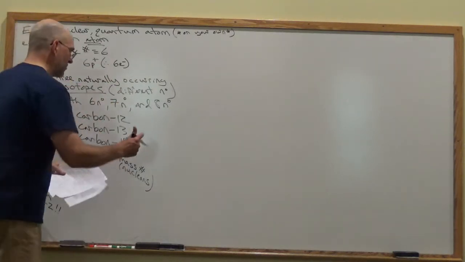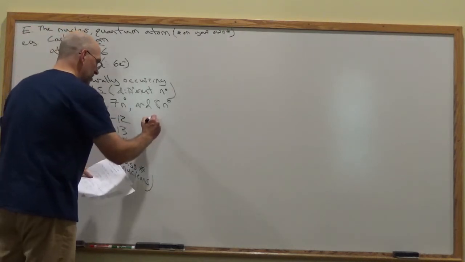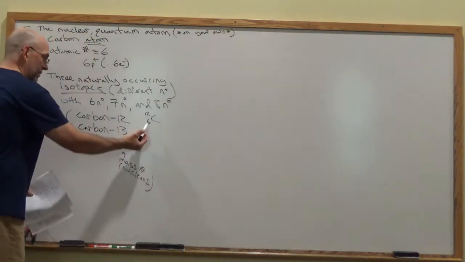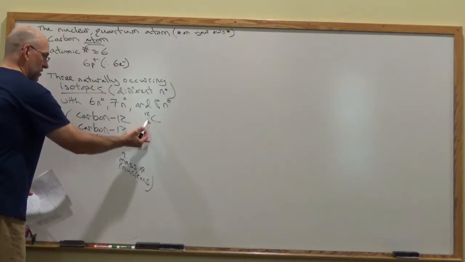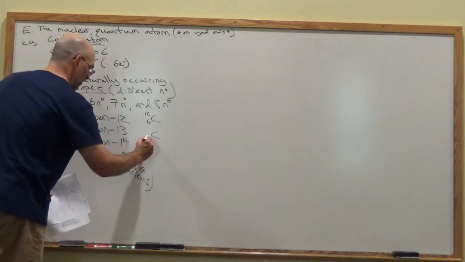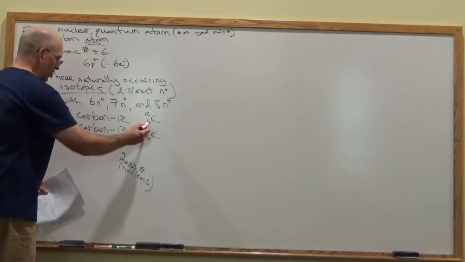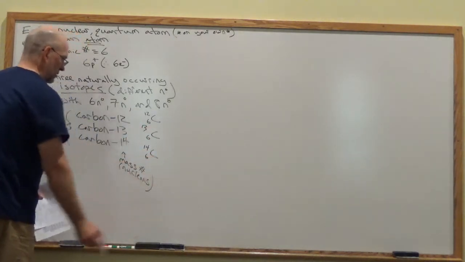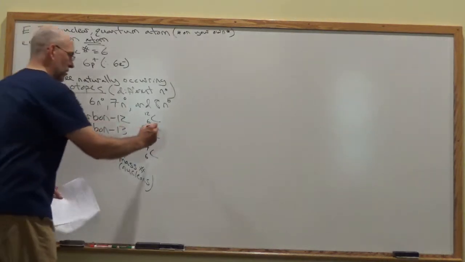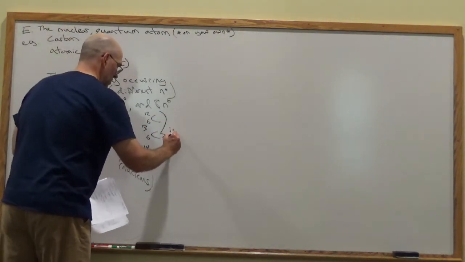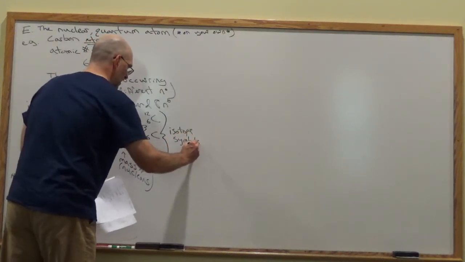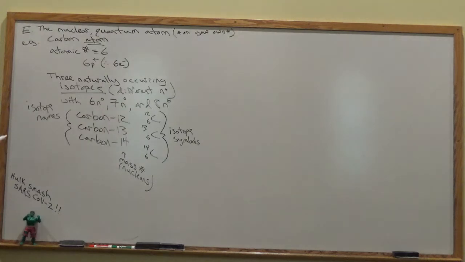There's another way we often represent this, because this is a bit long to do. These are called isotope symbols. I think you can figure out what we're doing: atomic number and mass number. Atomic number, mass number. The atomic number is always the same for carbon. That should always match up. Okay, these are called isotope symbols. Okay, great. So that's how you name isotopes.